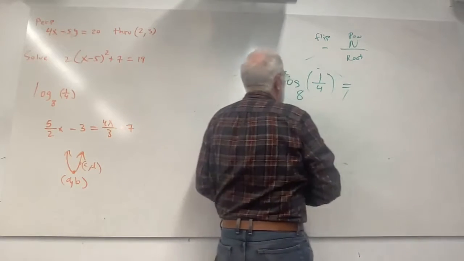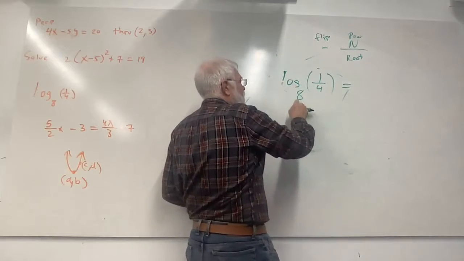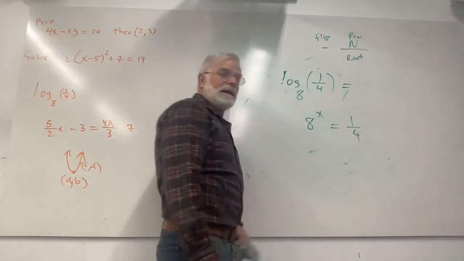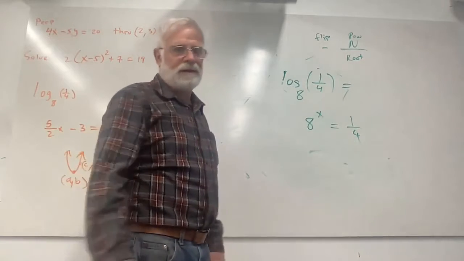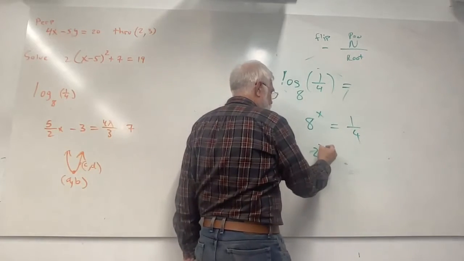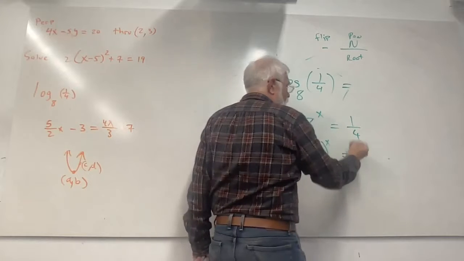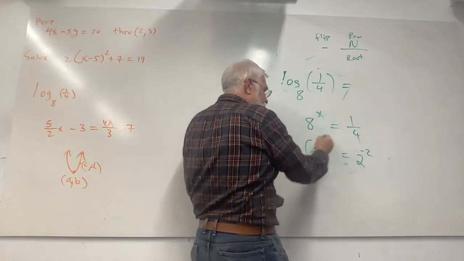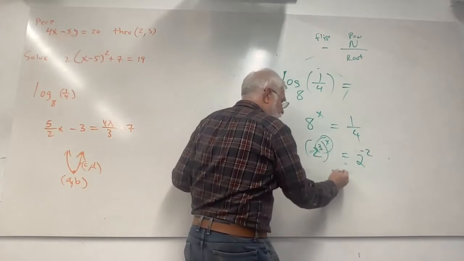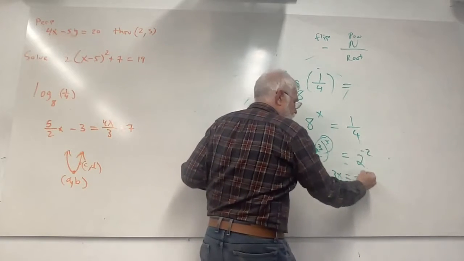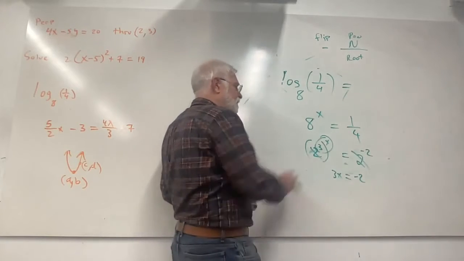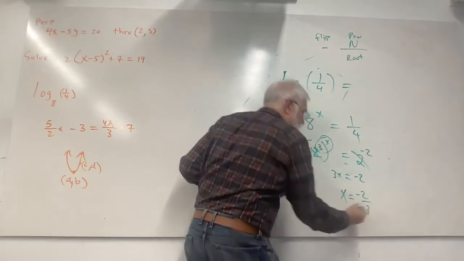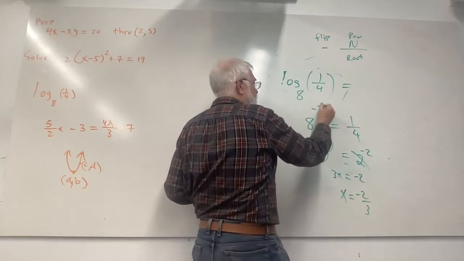All right, so log base 8 of 1/4 is 8 to the what equals 1/4. Unless I can get this the same base, I can't do anything. So 8 could have been written as 2 cubed raised to the x. 1/4 could have been written as 2 to the -2. Now the bases are the same. What's that? 3 times x, 3x has to equal -2 because the bases are the same. So x equals -2/3.